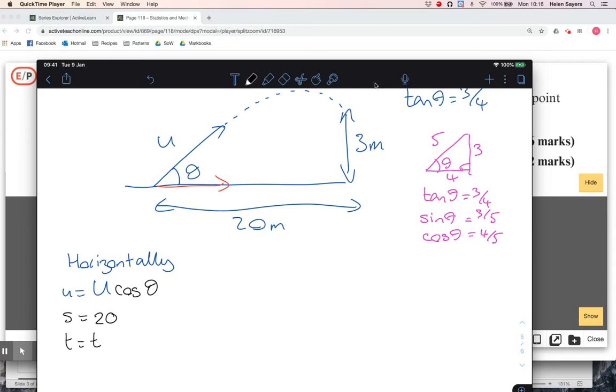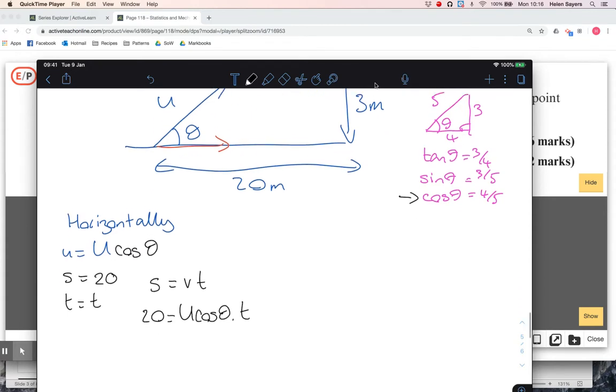I'm going to call time t, because that's always what I want for this type of question. If I'm looking at the horizontal and the vertical motion, it's the time that connects the two. Whenever it hits the wall at this point, the time in the vertical direction is the same as the time in the horizontal direction. Because there is no acceleration, I can just use that displacement is velocity, because it's a constant velocity, times time. So 20 is capital U cos theta times t, and I know what cos theta is, so I can substitute that in at any point.